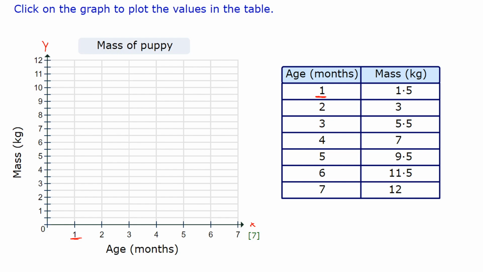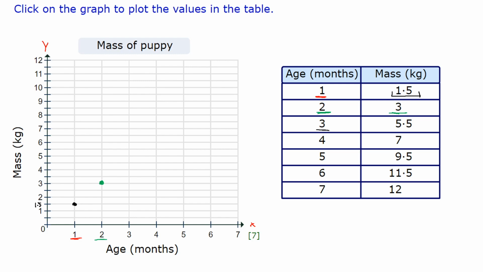At 1, you can see that the corresponding mass is 1.5. So we go to 1 and 1.5 is there. So we can see that the point is where these two lines meet, which is here. Okay? Now let's look at the next example. At age 2 months, so that's the next one, you can see that it's 3. So 3 is here. Go all the way to 2, and that's our next point.